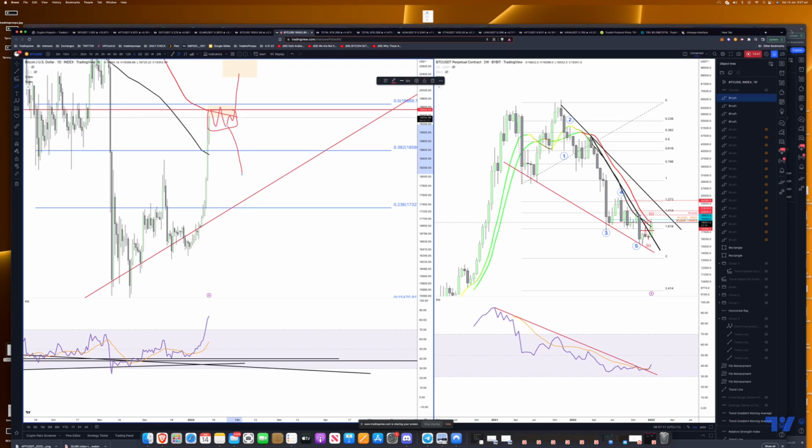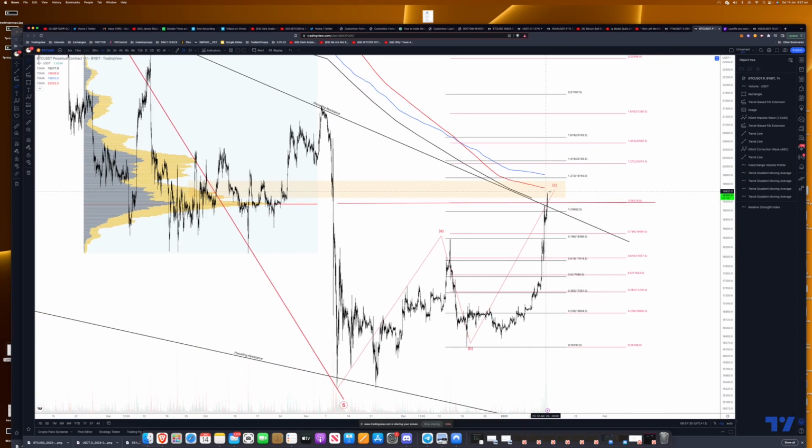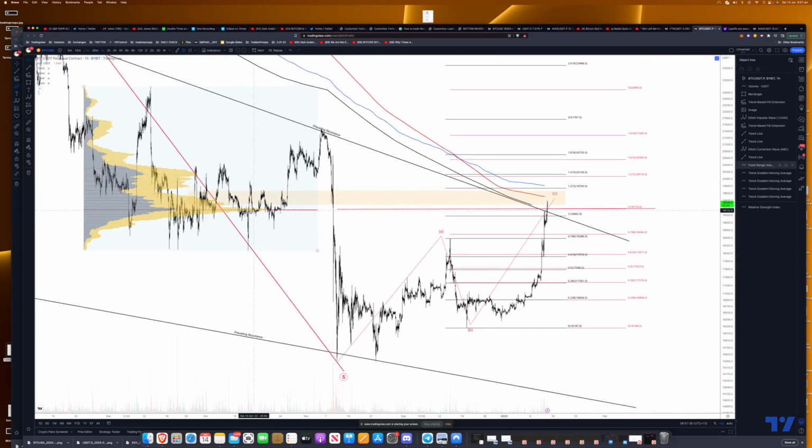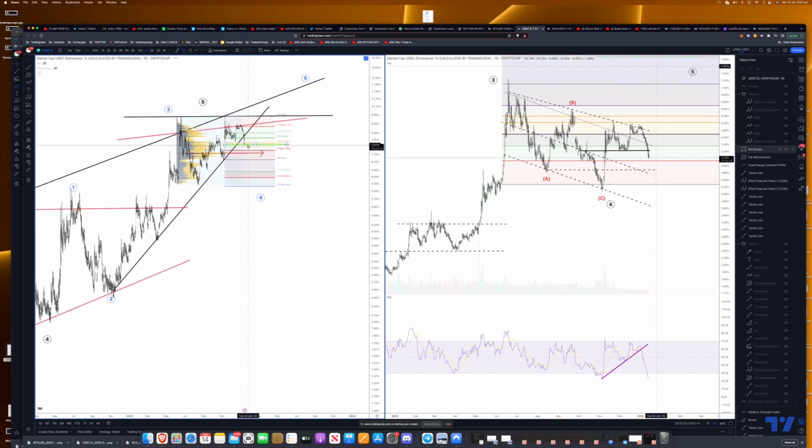Let's look at the other chart. So we're in that box. You can see the point of control has been broke, almost broke. Well, always pulled back. And this is the one I was looking at. If this breaks through, this is Tether dominance. If it breaks through, then it's going to be significant.